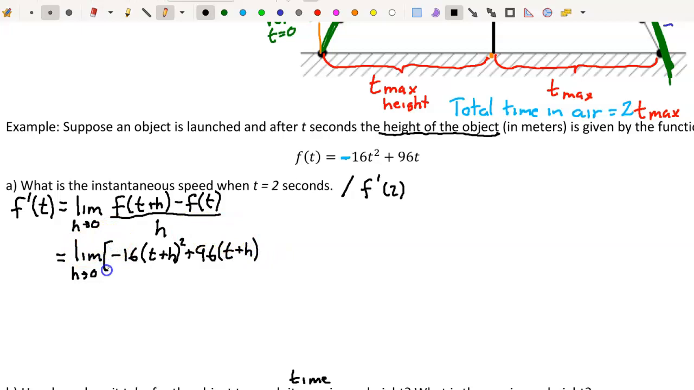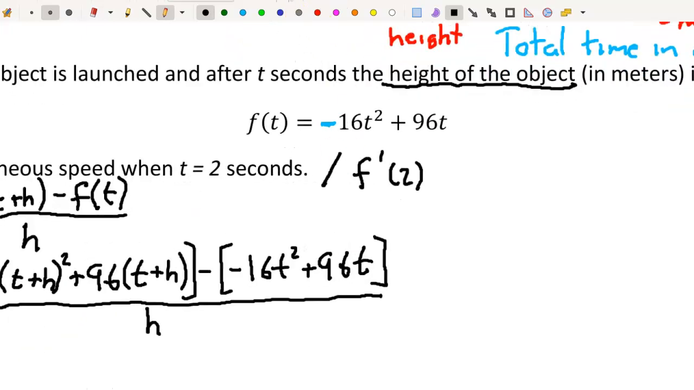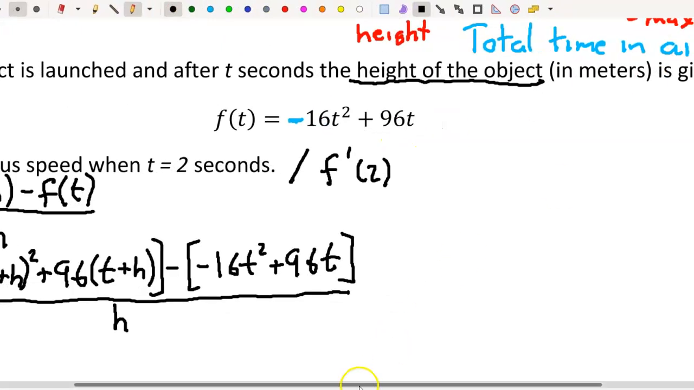Okay. And I like putting square brackets around here to show that that's the first part. And then the second part is just f of t, the function in its original form, minus 16 t squared plus 96t, all over h. Okay? Get that going up here.